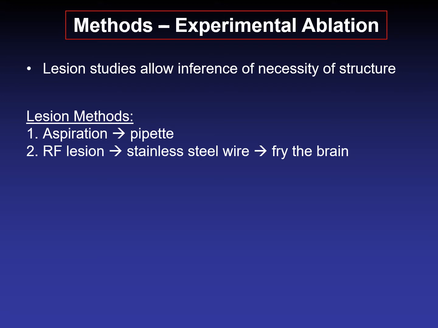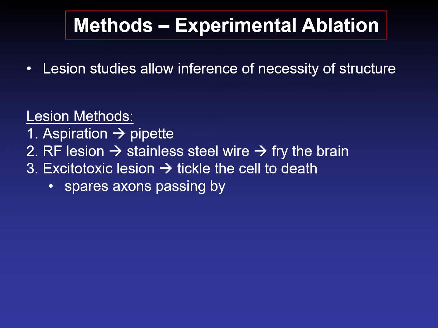And so maybe it's not that because we destroyed the hippocampus that memory impairment was observed, but maybe it's because we destroyed the axons that happen to be running through the hippocampus. So this third type of lesion technique avoids that. It spares axons that happen to be passing by. And this kind of lesion is an excitotoxic lesion.